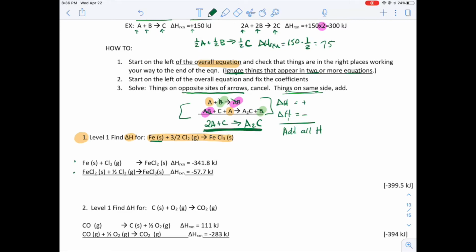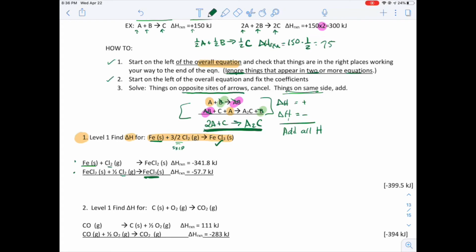Start on the left. So here's iron, and iron only appears right here. Nowhere else. He's in the right place. So now we're going to go to the next one, chlorine. Oh, chlorine appears in 2 reactions. That means that we skip it. Now we're going to go to iron trichloride. Oh, cool. He is in only 1, and he's in the right space. Great. That's our first step. We've done the first step.